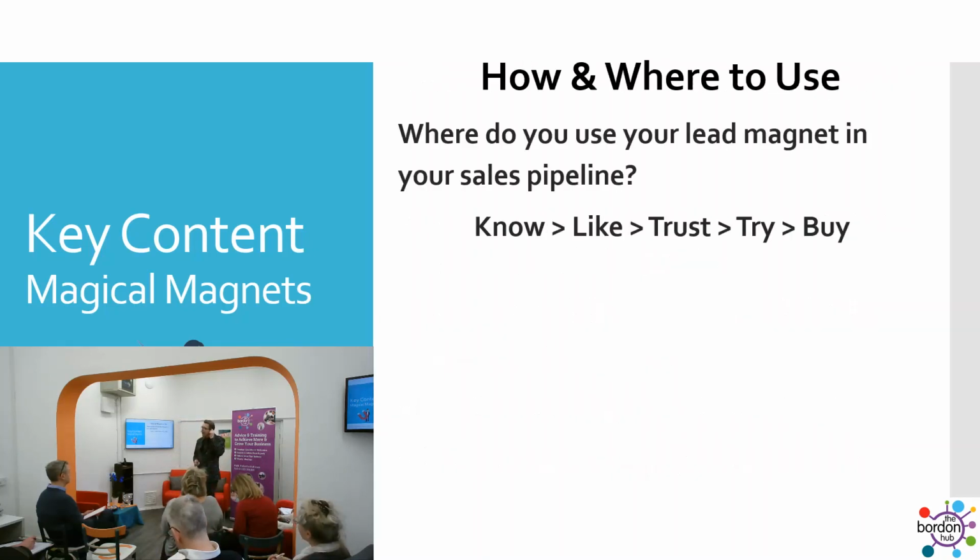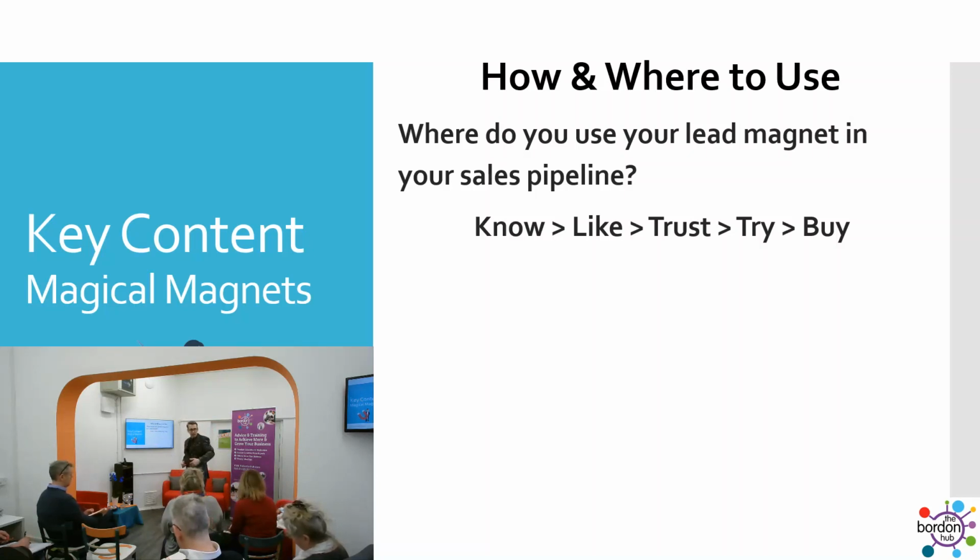So how and where do you use them? Well, the sales process is a pipeline, okay? And if your pipeline is broken, you can find out where it's broken and apply the necessary fix. Okay, so it's interesting. I think it's always interesting to think of things in real world terms because they're less nebulous, more tangible. And the sales pipeline goes know, like, trust, try, buy, repeat, refer. We haven't shown repeat, refer. Okay, so this takes you up to the point where they're buying something.